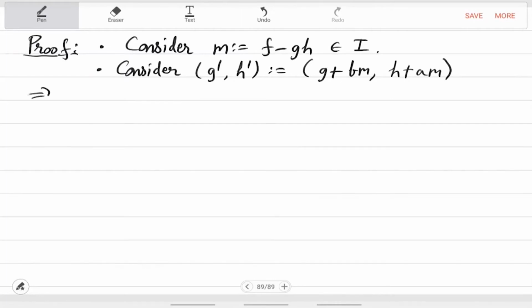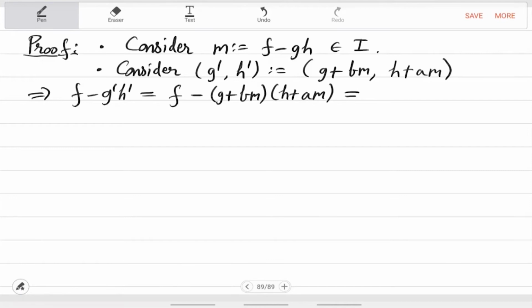So once you have this, you can just check that f minus g prime h prime is, so f minus gh is m, and then in the product you are getting the coefficient of m, bh plus ag. And then you are getting m square, but m square we will actually call it 0 by going mod I square.